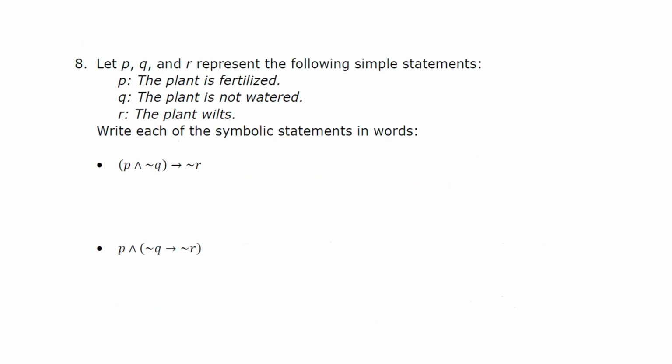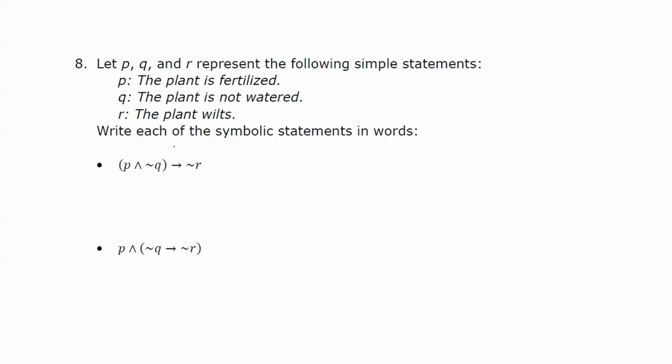Let's do another one. We have three statements here, P, Q, and R. Statement P says the plant is fertilized. Q, the plant is not watered. And R, the plant wilts. We need to write the following in words. So we'll first take our grouping and then add on the phrase outside of our grouping.